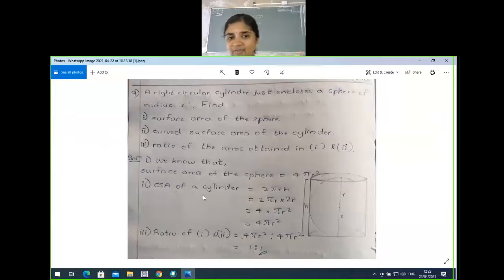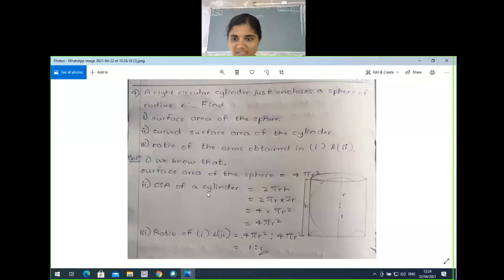Next, the curved surface area of the cylinder we have to find out. Just recall the formula to find the curved surface area of the cylinder, that is 2 pi RH. That is 2 pi R, we have to fix as it is. H, I told no, H is equal to the diameter of the sphere. Can we read the diameter as 2 times R? 2R, no? So here we are substituting H as 2R. Then 2 pi r into 2r, which is equal to 4 pi r square. So we got the CSA of the cylinder also 4 pi r square.